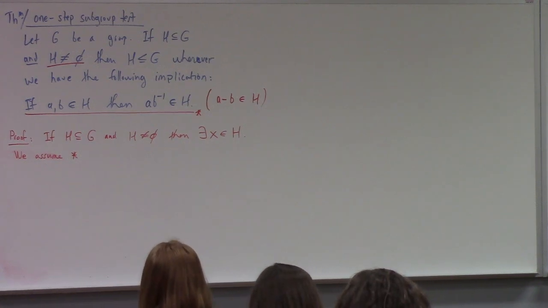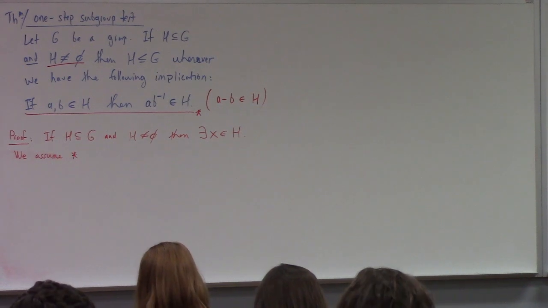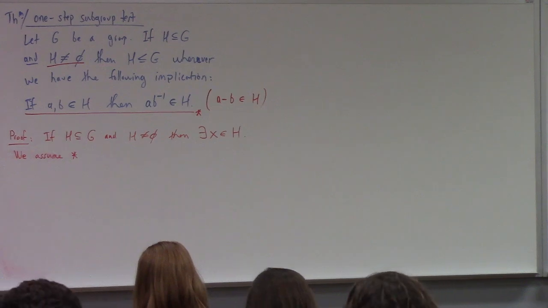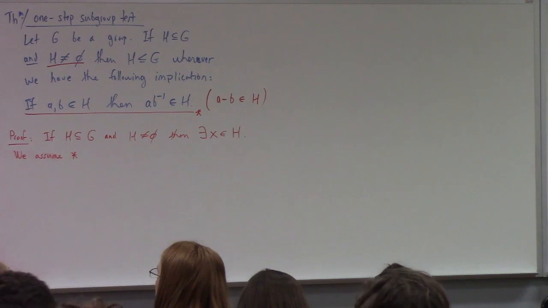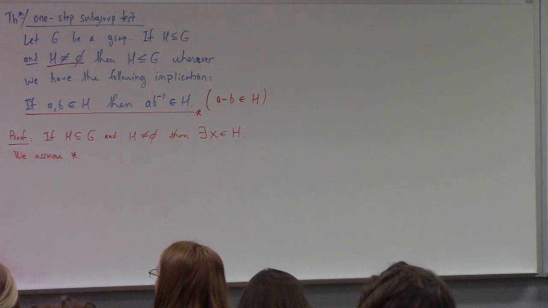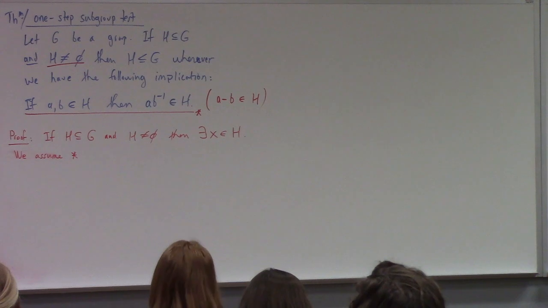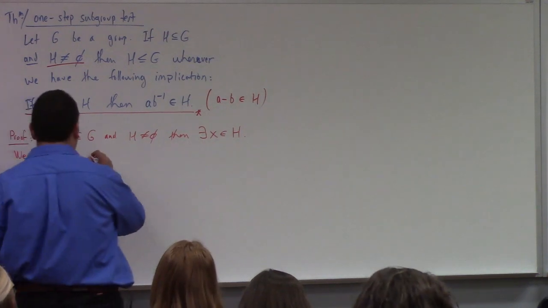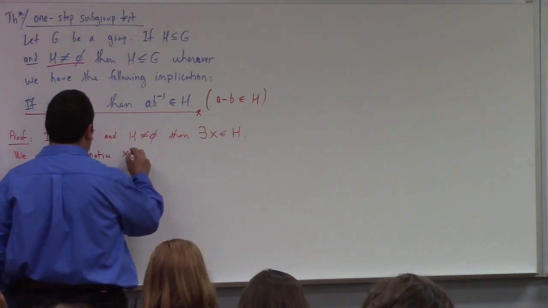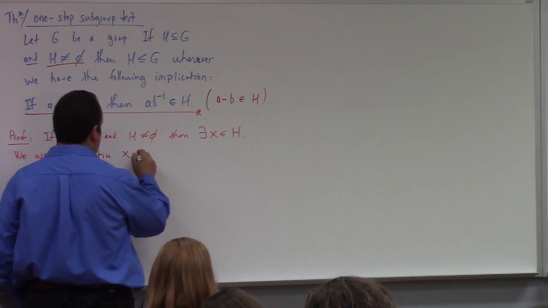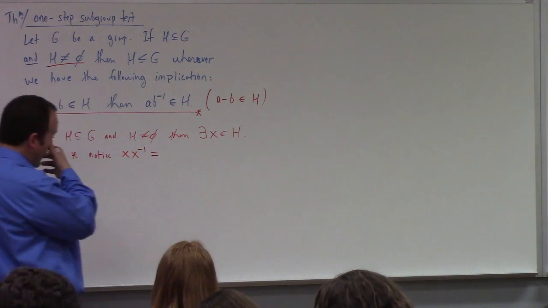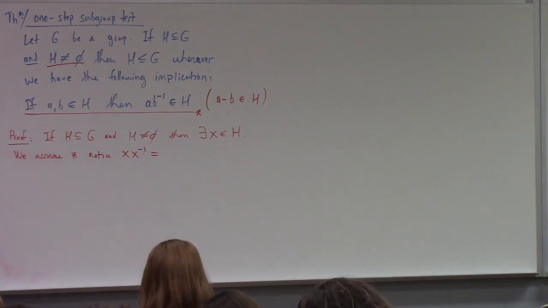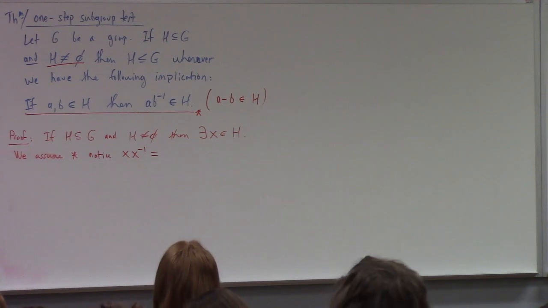What's it take to show H is a subgroup? Four things, right? We need closure. We need identity. We need inverses for every element, right? And what else do we need? Associativity, right? So assume star. Notice X. X times X inverse is equal to what? It's equal to E, right?